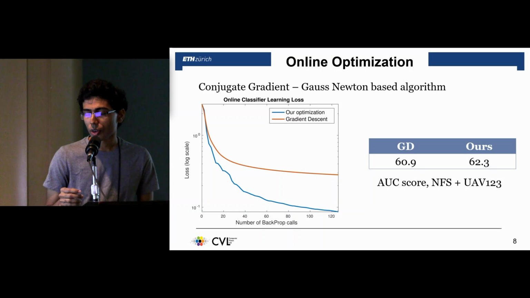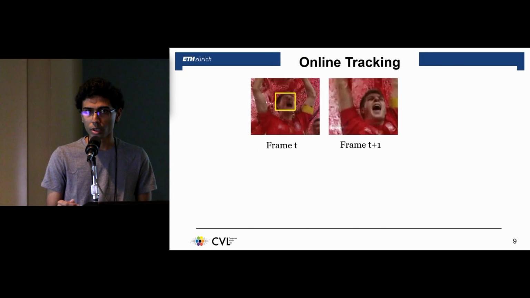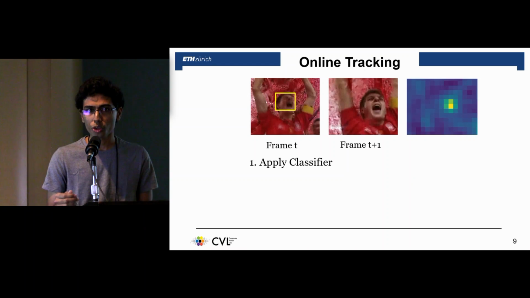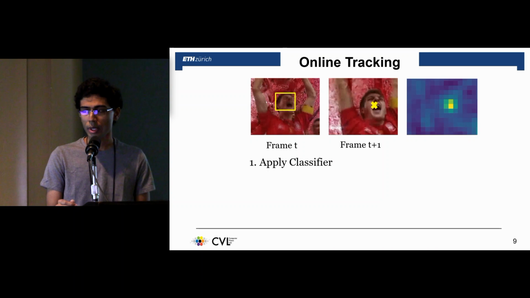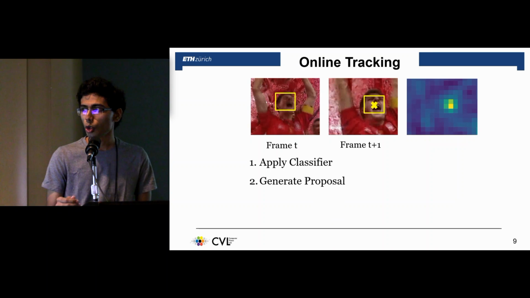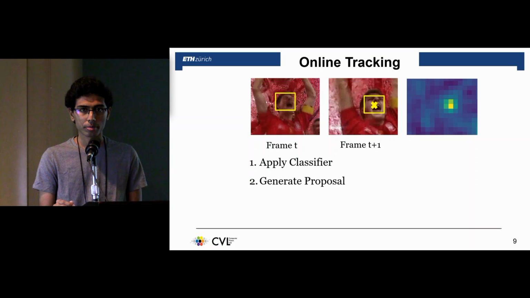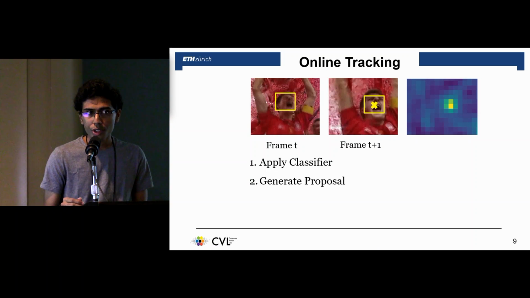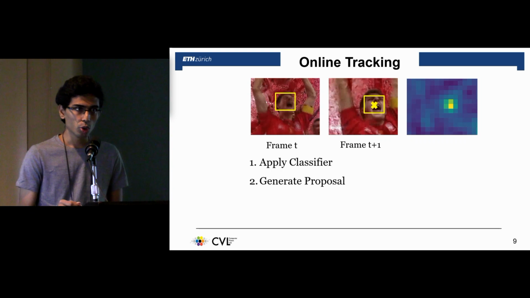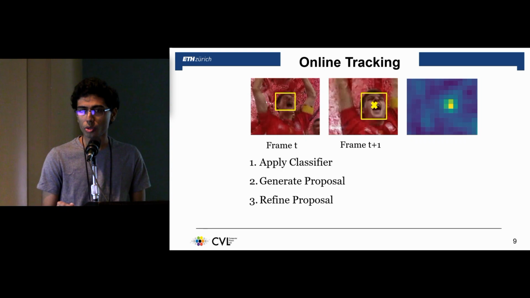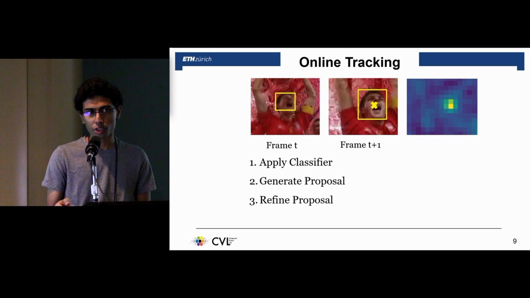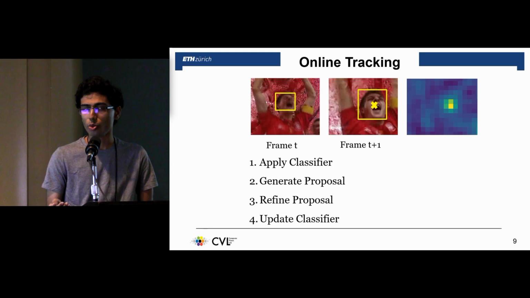So our final tracking loop is simple. Given a test frame, we first apply the classifier to get a coarse estimate of the target center. Next, we generate proposals using the estimated target center and the previous target size. The proposals are then refined by maximizing the IoU to obtain the final target box. The classifier is then updated using this new box and the new frame information.